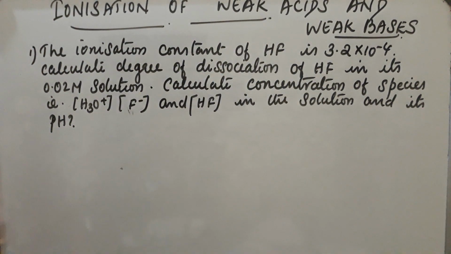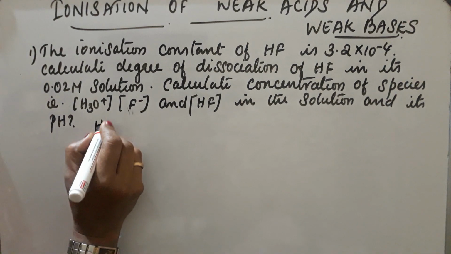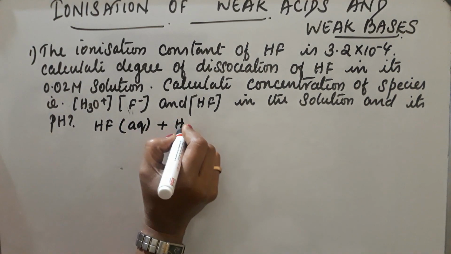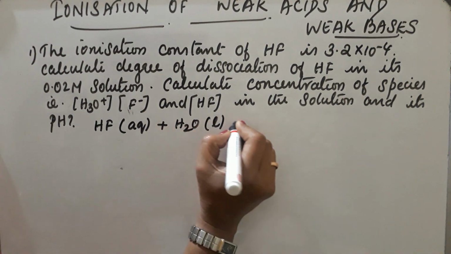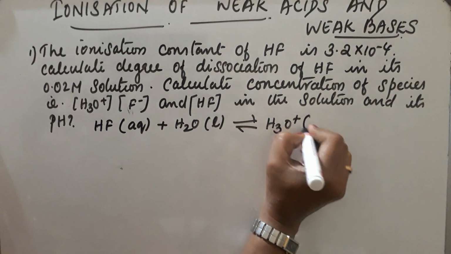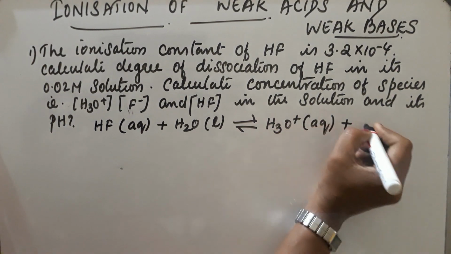Now write the balanced equation, that is, the equation is HF plus H2O gives H3O plus plus F minus.